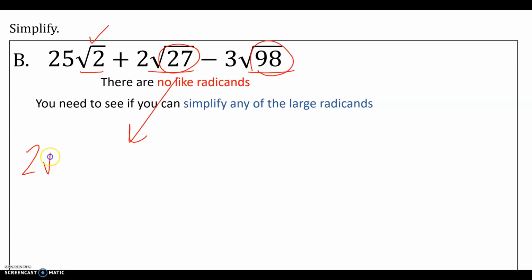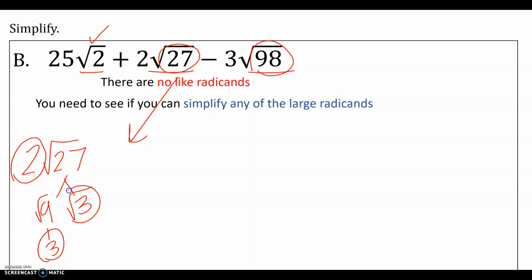So I'm going to bring this one down like I did before. Circle my 2. Inside of 27, I do believe is 9 and 3. So for this answer, you're going to get 6 radical 3. I'm just going to put that right above here. It's a plus.